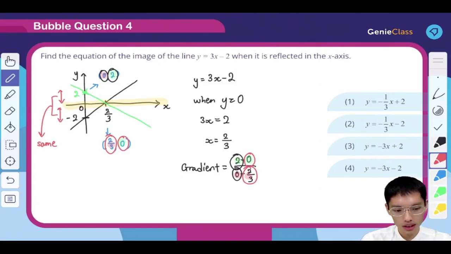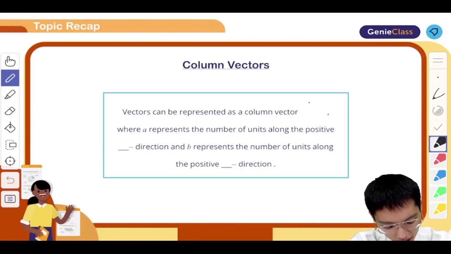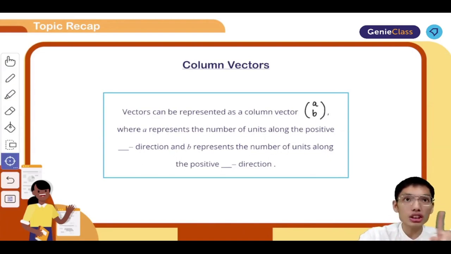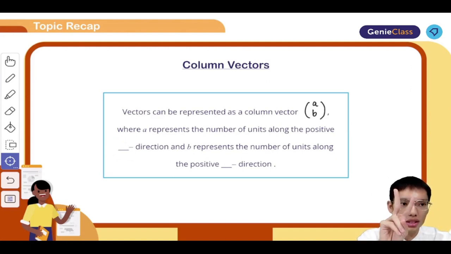Coordinate geometry done. Let's go on to vectors. So how do we represent vectors over here? A vector is usually represented as a column vector, say in this case, AB. A over here represents the number of units along a positive, take note, it's not negative or anything, it's always positive, of which direction? There are only two directions, X or Y.